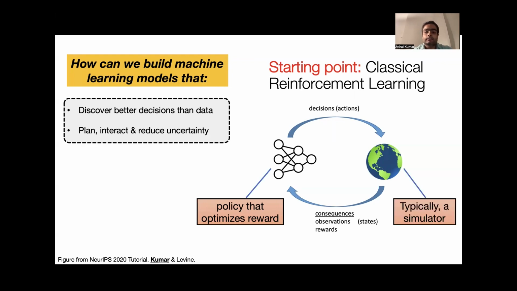And the environment here is typically a simulator, such as the simulator of a game, or simulator of a healthcare logistics problem, or simply a simulation of a human interacting with an LLM.